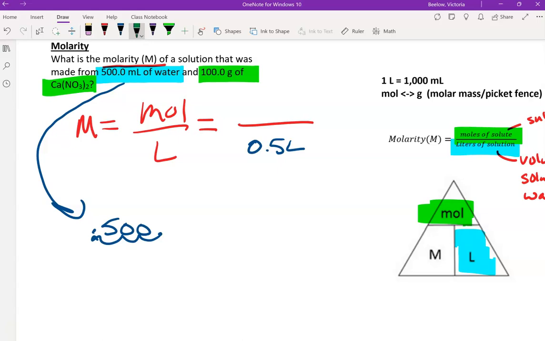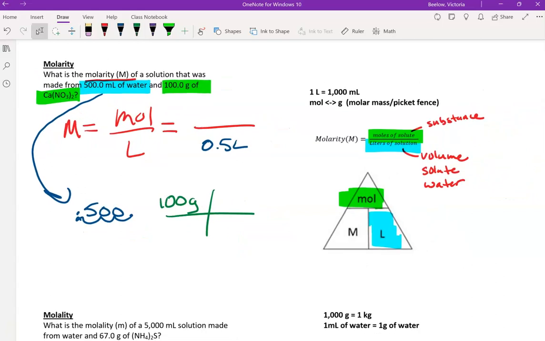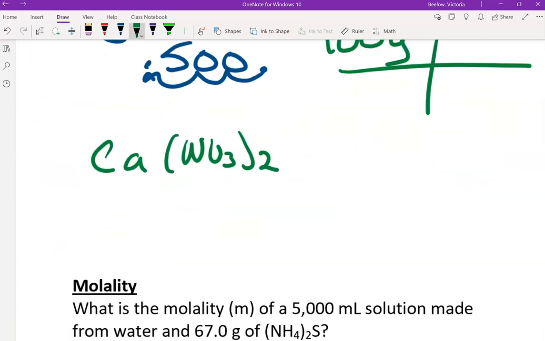And then I need to convert 100 grams into moles. In order to do that, we have to calculate molar mass. So this would be another good time to pause the video to calculate the molar mass of Ca(NO3)2, because this does have the parentheses, so it's a good skill to review how to calculate those type of molar masses. All right, so I'm going to go ahead and do that.